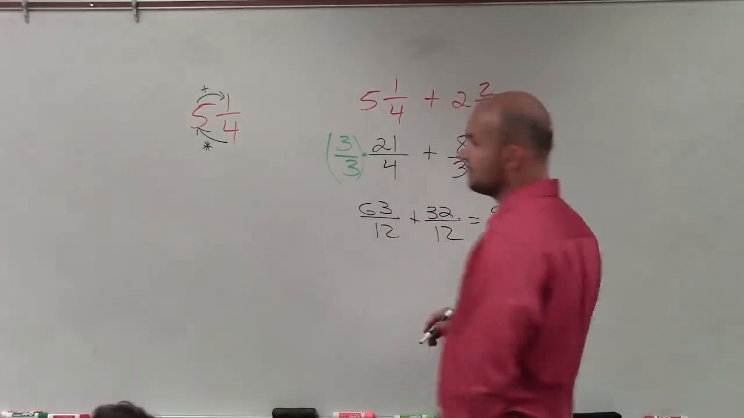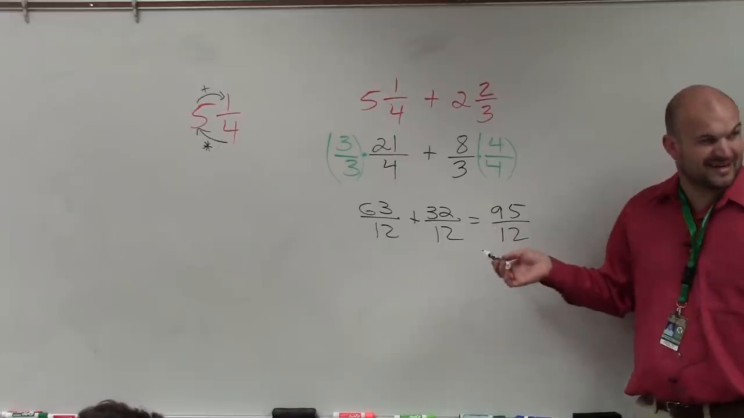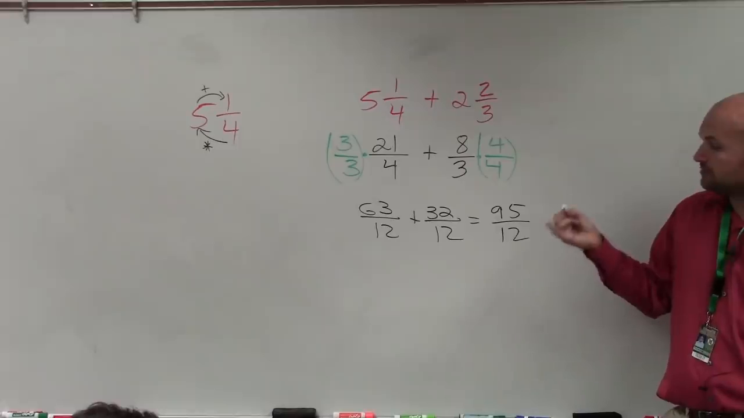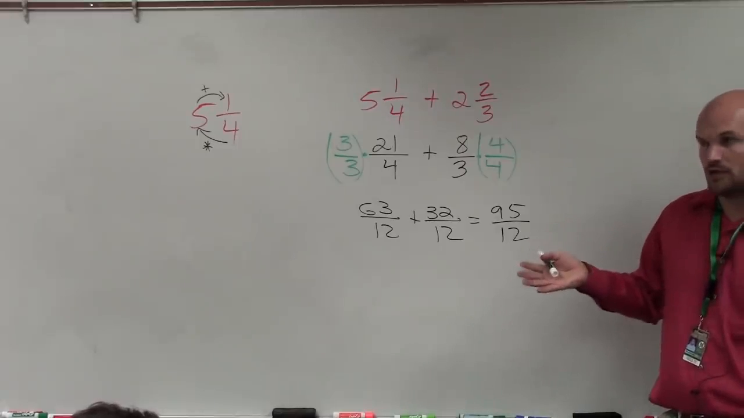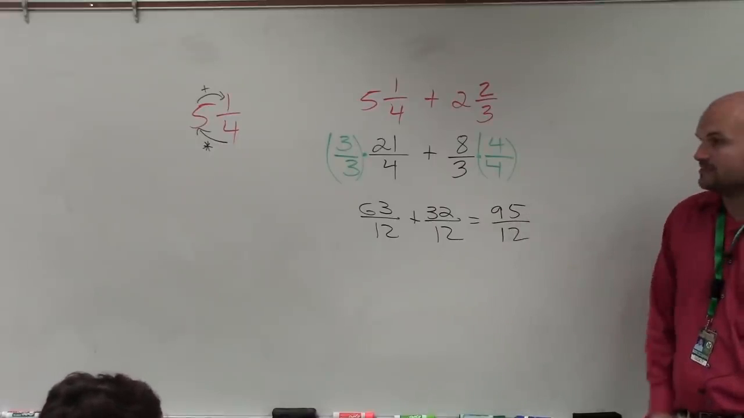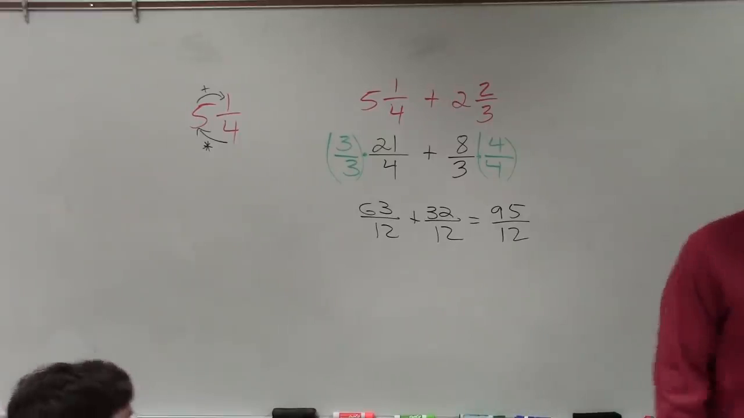Now I just need to look at what numbers are divisible by both of these to see if I can simplify this. So for 12, the numbers that I can divide out of 12 would be 12, 6, 3, 4, and 2. But none of those are divisible into 95. So therefore, that is going to be my simplified answer. Cool? Okay.